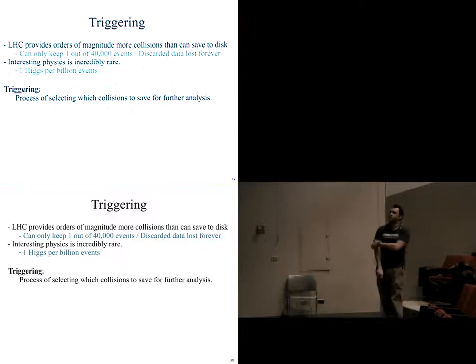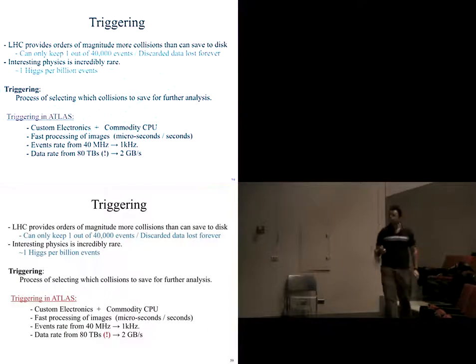Basically, triggering refers to the process of selecting which of these 40,000 events to keep, so which to write to disk to save for further analysis. The way that we do this within ATLAS and also the other similar experiments is also a cost driver to the experiment. So we have to do this using a lot of custom electronics that run very quickly.